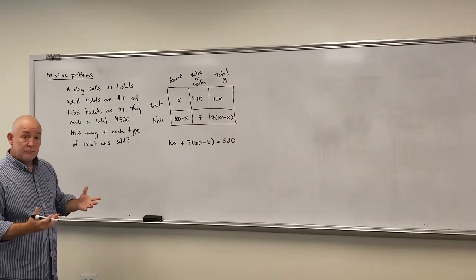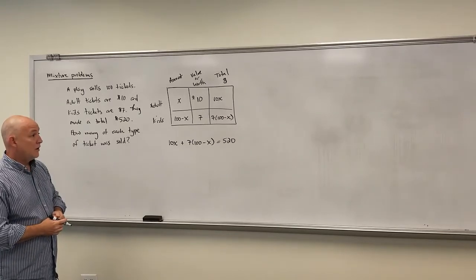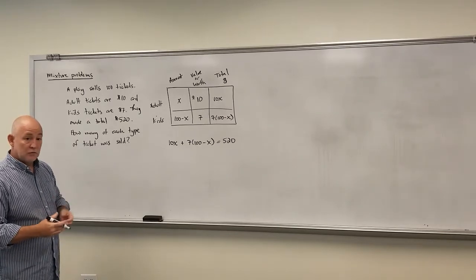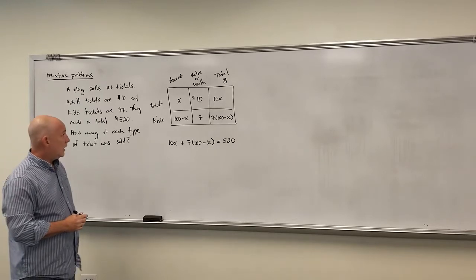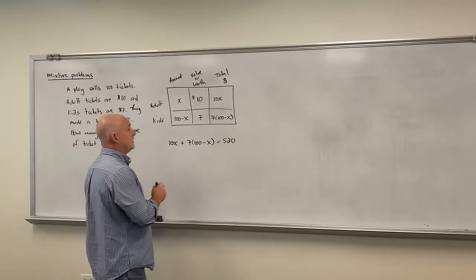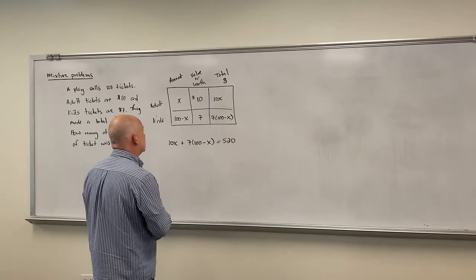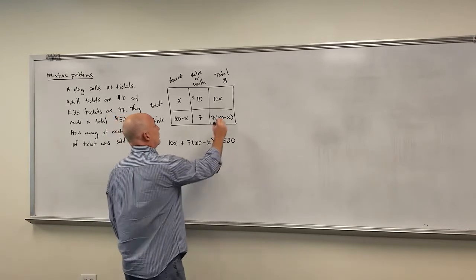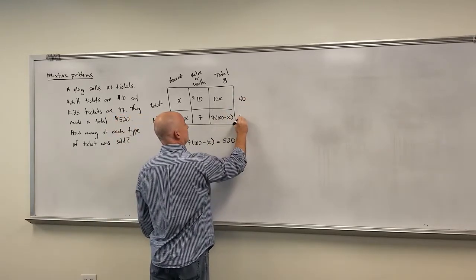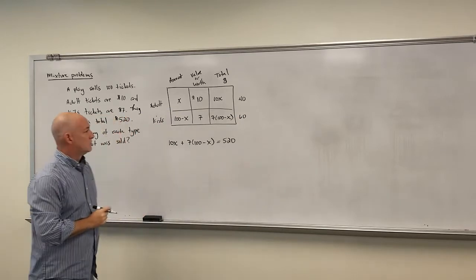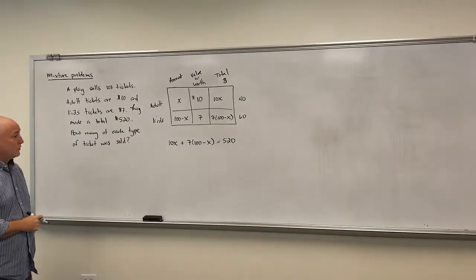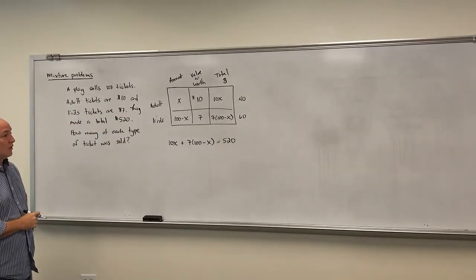All right, so now from here, this is just a linear equation. I'm going to leave it up to you to solve it. You might want to check me on this. I believe the answers are we sold 40 adult tickets and 60 kids tickets. You might want to check that though. So run through the algebra and see if you can solve that.